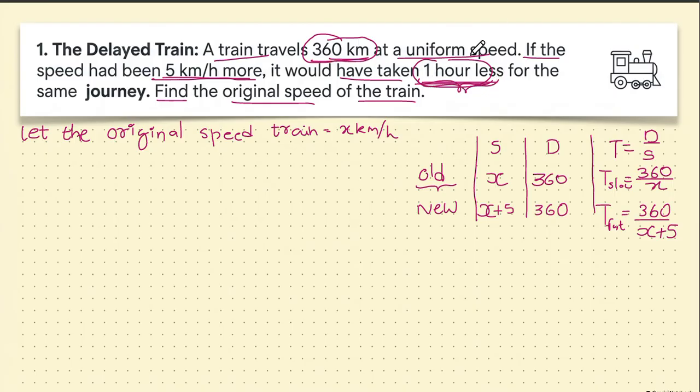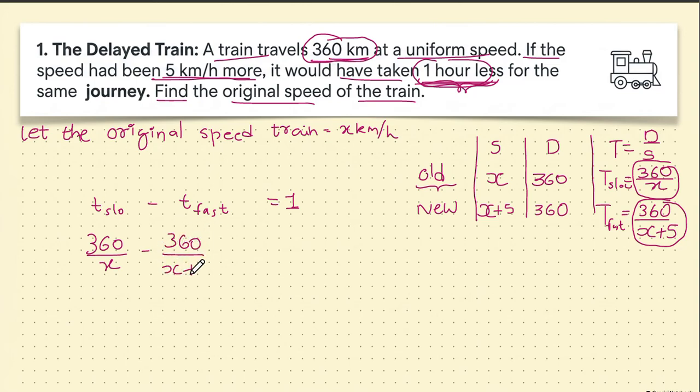Okay. Just now above we have seen the equation for how to subtract the time. Time difference given is equal to 1 hour. So which 1 hour is it? Time of the slower minus time of the faster. So the time difference given is 1 hour. So what is the time taken with the smaller speed, the old speed? 360 upon x. So 360 upon x minus what is the time when the new speed is there? 360 upon x plus 5. So we'll put 360 upon x minus 360 upon x plus 5 is equal to 1, as it is.